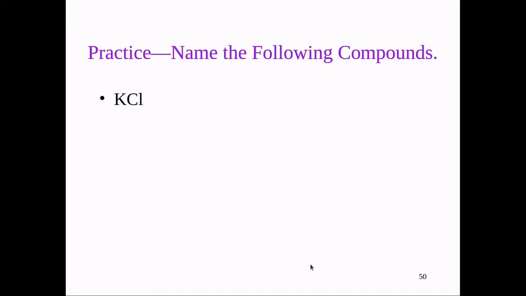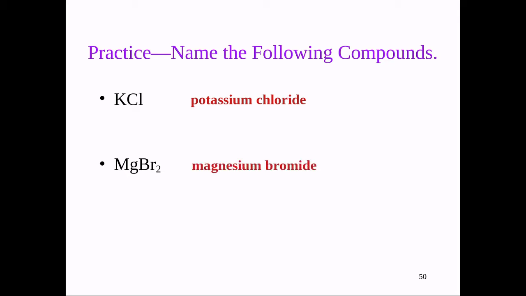Let's see if you can name the following compounds. KCl, potassium chloride. MgBr2 would be magnesium bromide. Al2S3 is aluminum sulfide. Do note that, again, because of some exceptions and historical reasons, we don't write it sulfuride, it's sulfide.